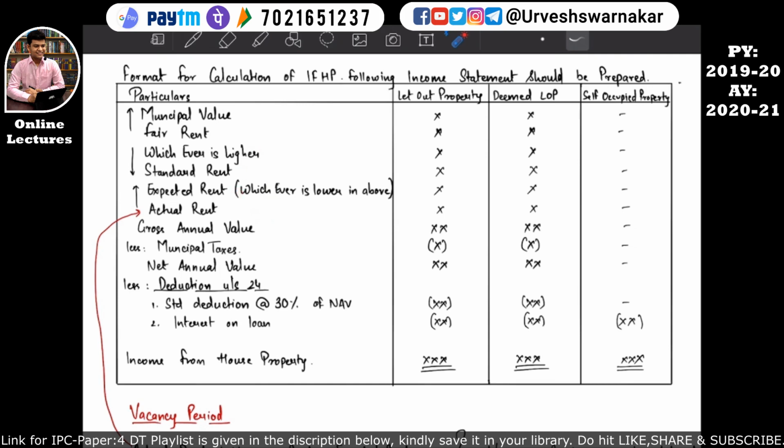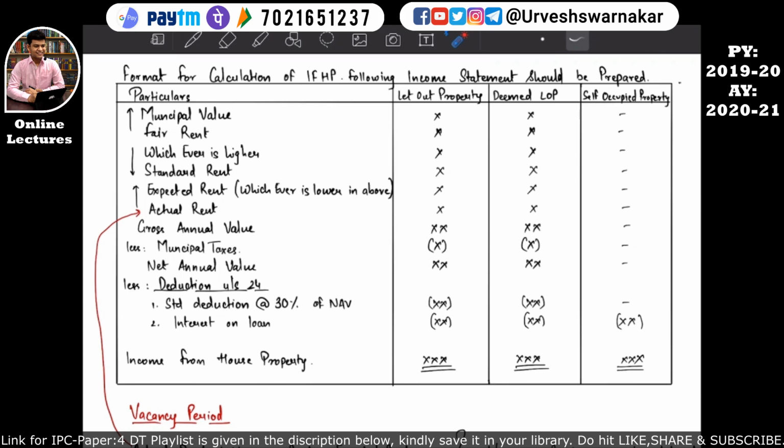If the assessing officer checks my income tax return, and if he's satisfied that the actual rent is sufficiently enough, then he will not come for the scrutiny. So if the assessing officer feels that the actual rent has been calculated by the assessee at this amount, and if he does not feel any suspicion, he will not scrutinize my income tax return. But if the assessing officer feels that the assessee has tried to evade taxes by reducing his income, that is the income of the house property, then he will scrutinize.